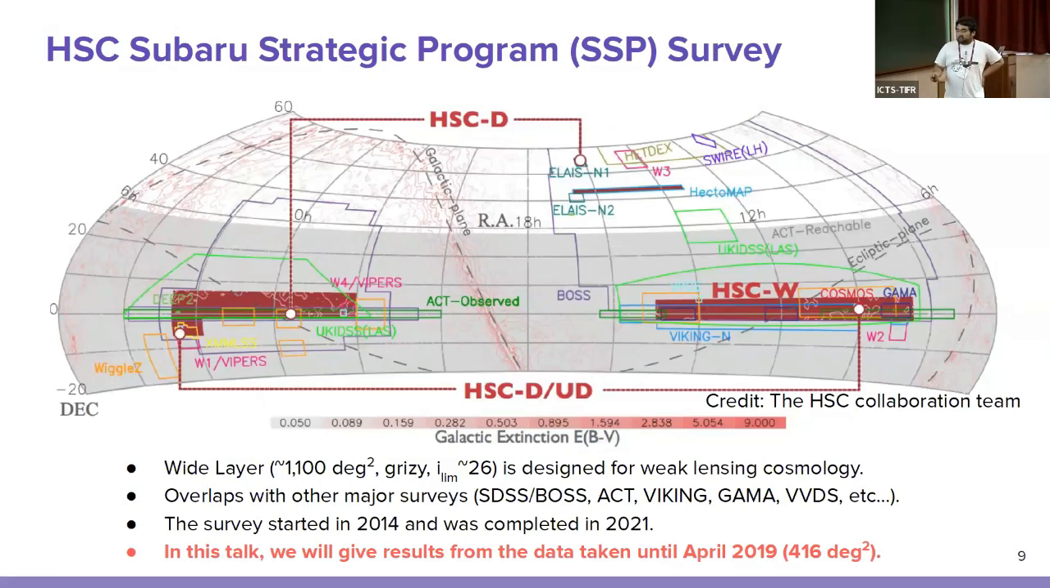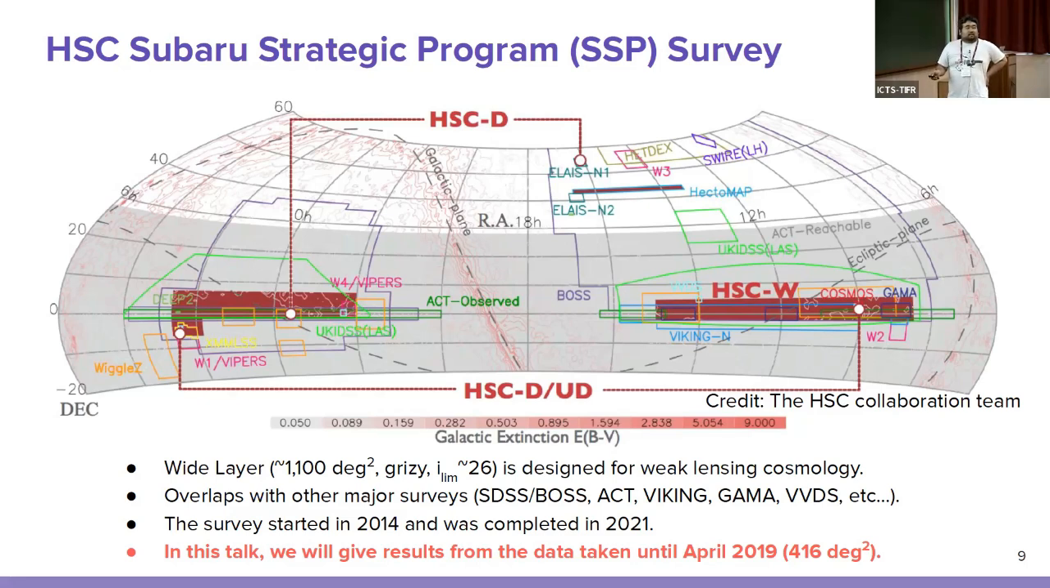And using the HSC, we conducted the Subaru Strategic Program survey. This is the Northern Hemisphere, which shows the HSC survey region. I will focus on these wine red regions, 3 regions. This is called the wide layer of the HSC. We also did a deep and ultra deep layer for the galaxy science. But the wide layer is mainly for the weak lensing cosmology.